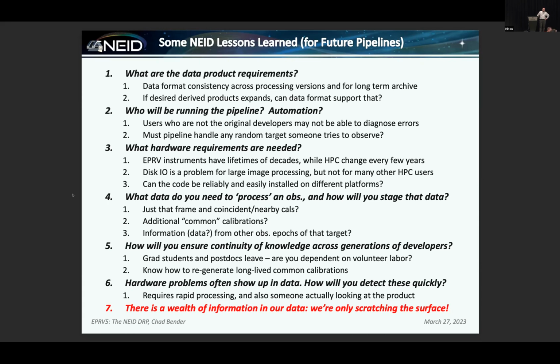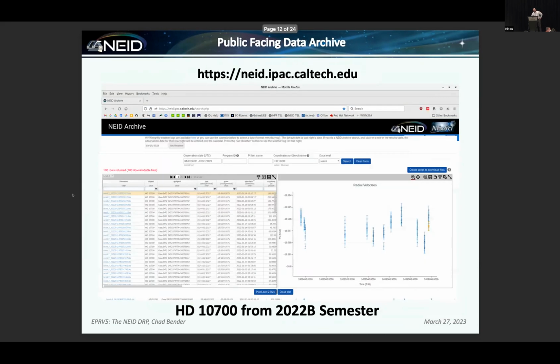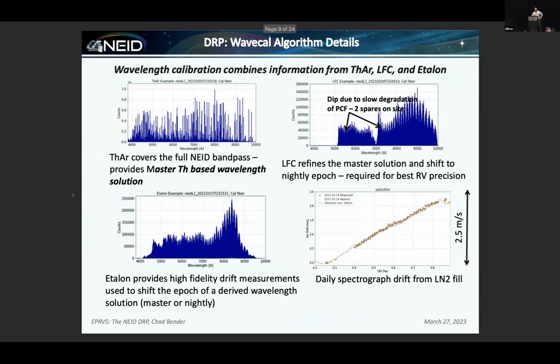You mentioned something about the combination of the laser frequency comb with the Fabry-Perot and the thorium, and I got confused. So you don't use the Fabry-Perot to extend? We do. Ah, okay. Yeah.